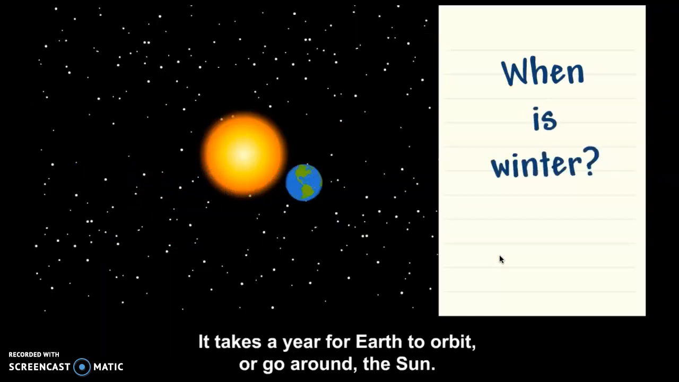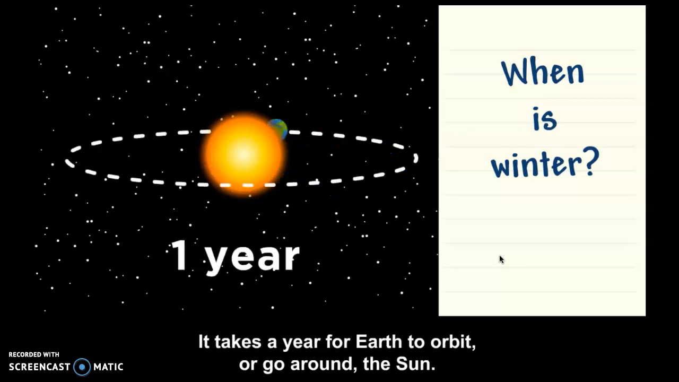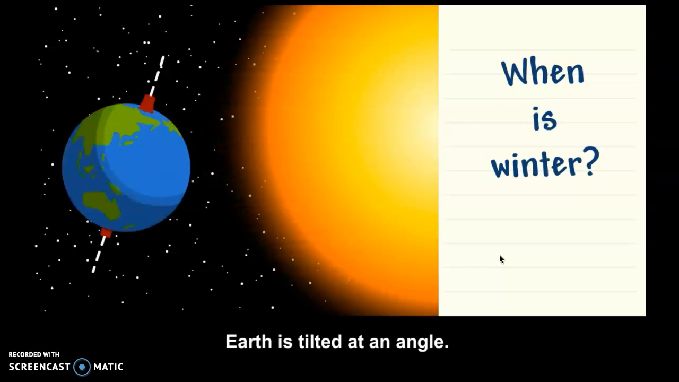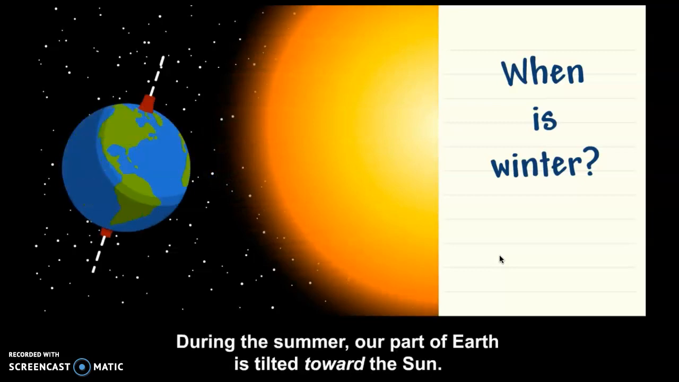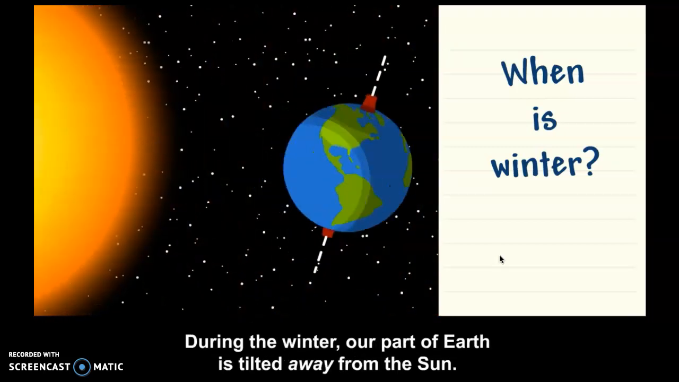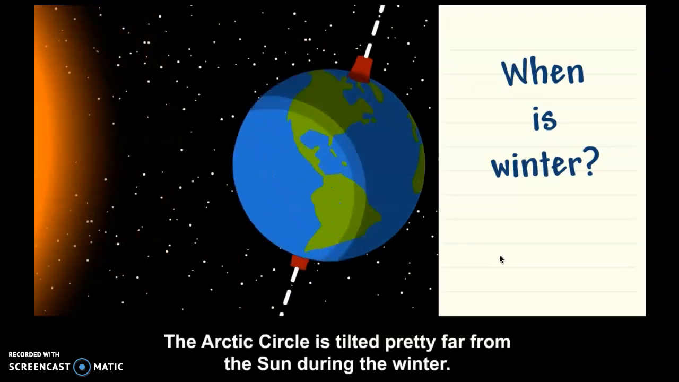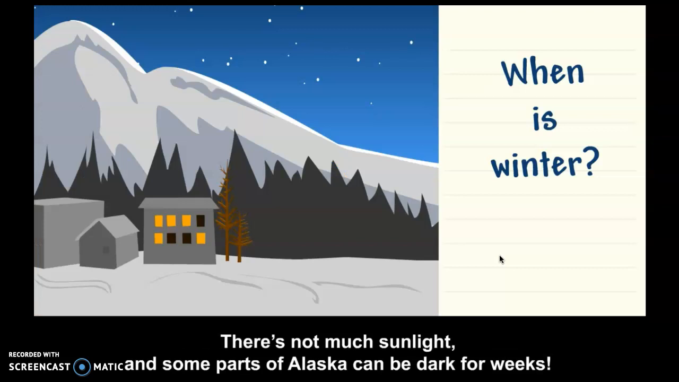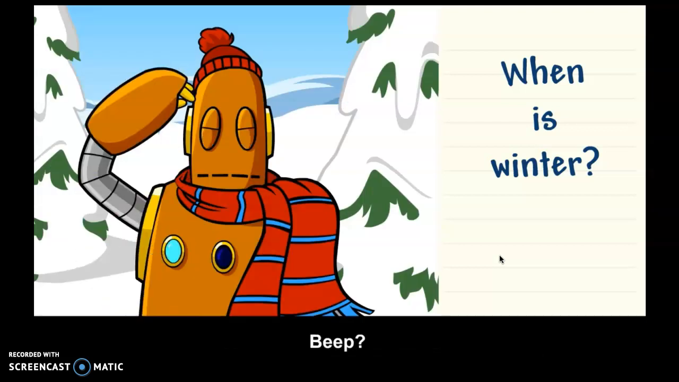It takes a year for Earth to orbit or go around the sun. Earth is tilted at an angle. During the summer, our part of Earth is tilted toward the sun. During the winter, our part of Earth is tilted away from the sun. The Arctic Circle is tilted pretty far from the sun during the winter. There's not much sunlight, and some parts of Alaska can be dark for weeks.